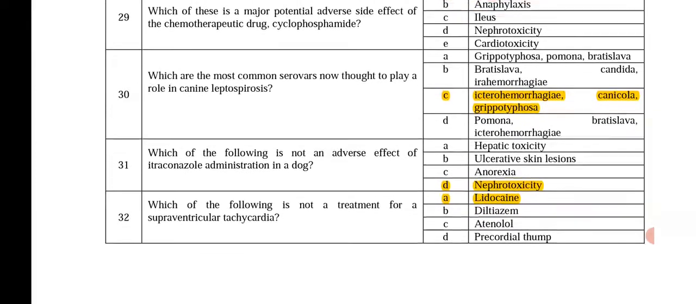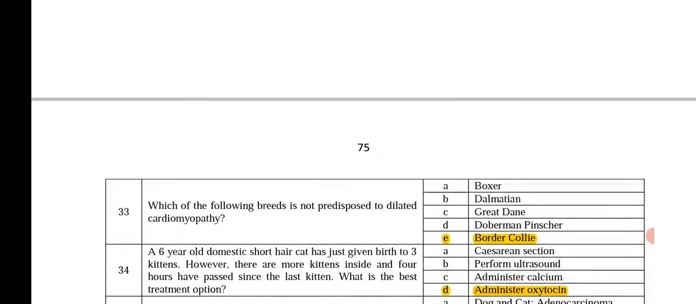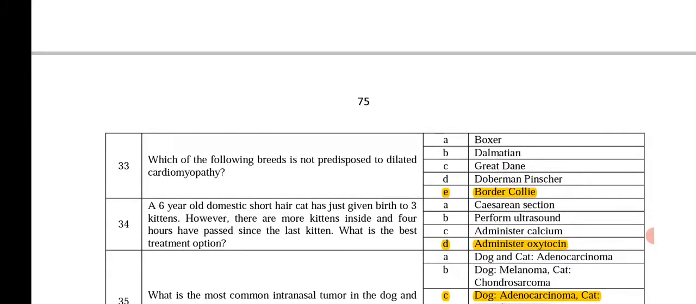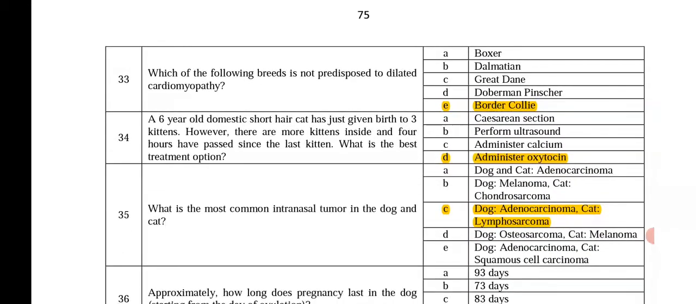Nephrotoxicity. Which of the following is not a treatment for supraventricular tachycardia? Lignocaine. Which of the following breeds is not predisposed to dilated cardiomyopathy? Border Collie. A 6-year-old domestic short-hair cat has just given birth to 3 kittens. However, there are more kittens inside, and 4 hours have passed since the last kitten. What is the best treatment option?